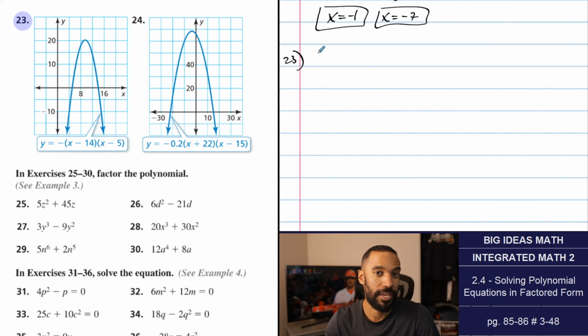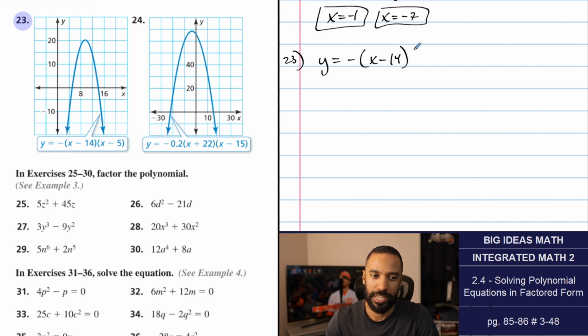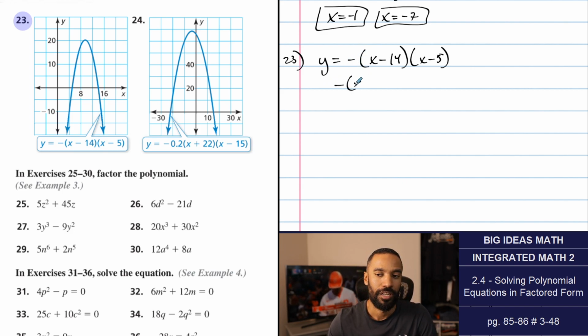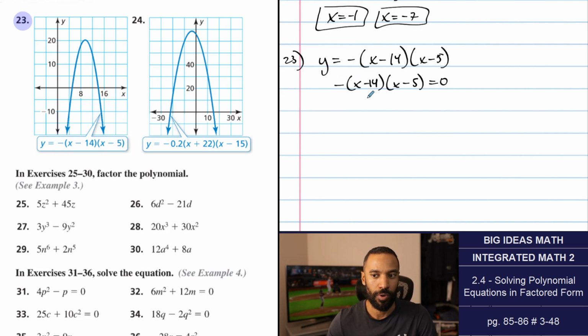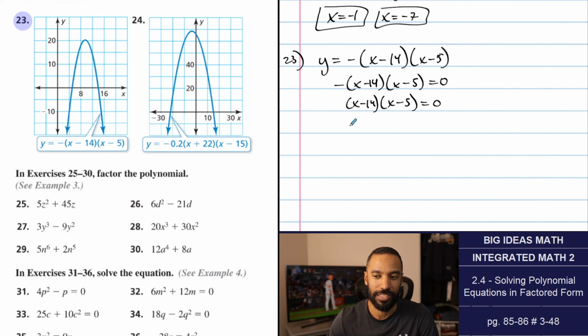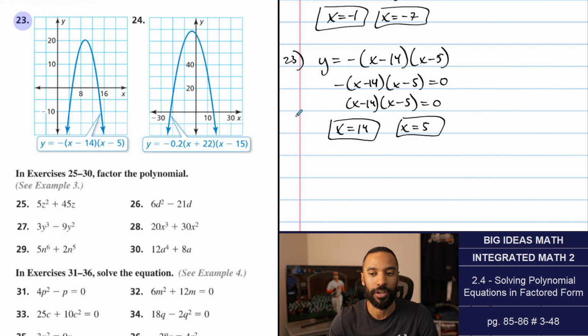What makes a parabola flip upside down? Making something negative, just like absolute values. y equals negative x minus 14 times x minus 5. Does that negative actually affect it? It affects the graph. Does it affect the x-intercepts? I'm sure that if this was one of the examples in a book, it would say, first let's divide both sides by -1. The -1 has nothing to do with what x values are going to give me 0. So if I divide both sides by -1, I get the same thing. Either x minus 14 equals 0, where x equals 14, or x minus 5 equals 0, where x equals 5. And the negative had no bearing on that.